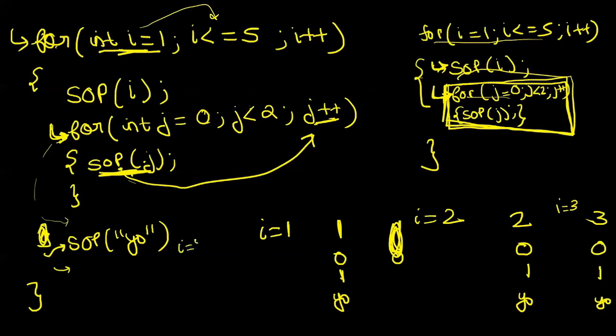Then i will take a value of 4, right? And what will you do? 4 is less than or equal to 5. You enter inside the loop, right? And you will print SOP i, that is the value of i, 4 is printed.